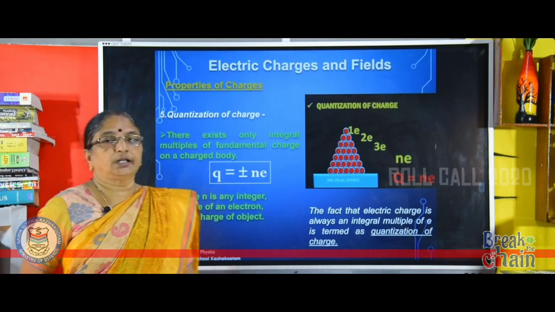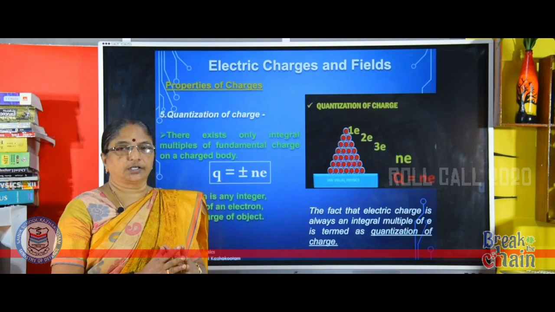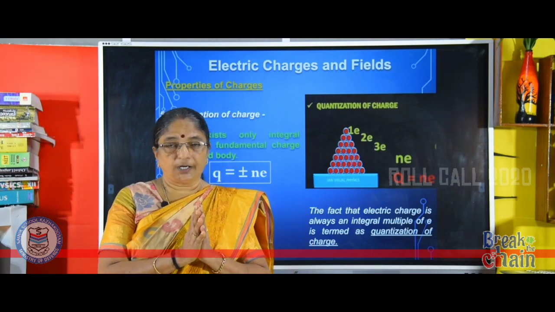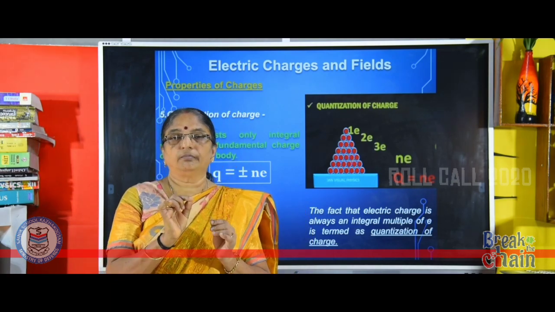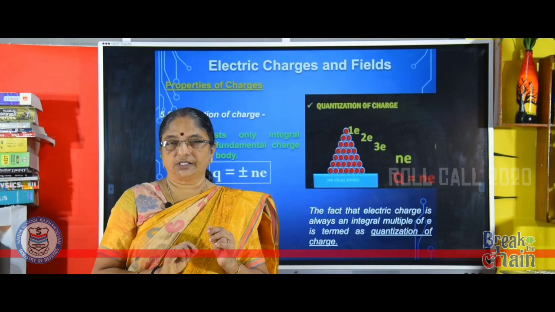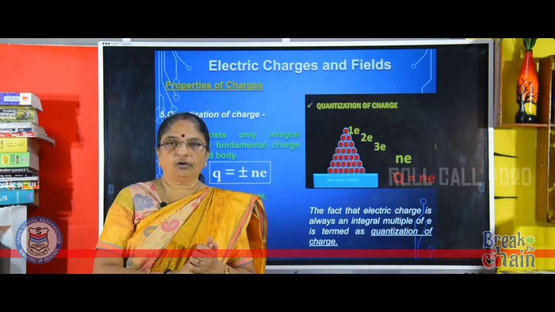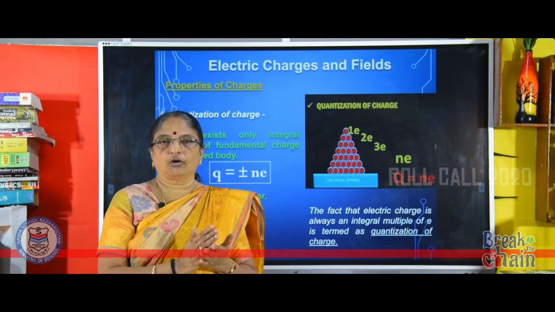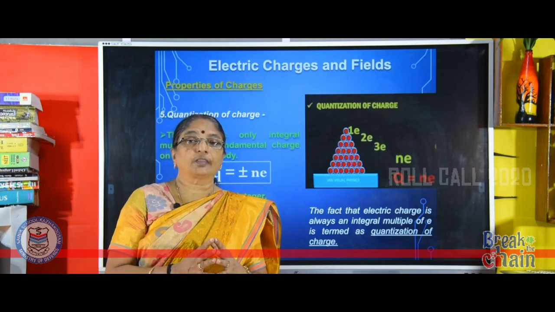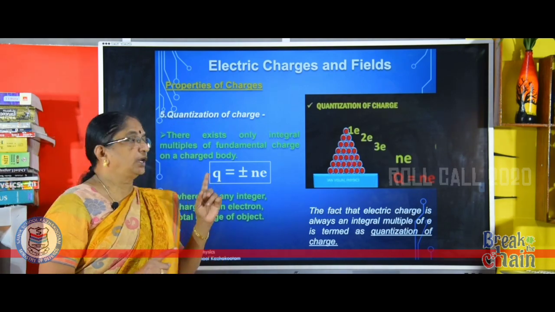Next, let us see another important property of charge, that is quantization of charge. As seen earlier, when a glass rod is rubbed with silk, the minimum charge on the glass is plus 1 e. That means the minimum number of electrons which can be transferred is 1 electron. We cannot transfer half an electron or 1/3 of an electron, and so on. The fact is that the charge on a body is an integral multiple of the fundamental charge, which is the same as the charge of an electron.